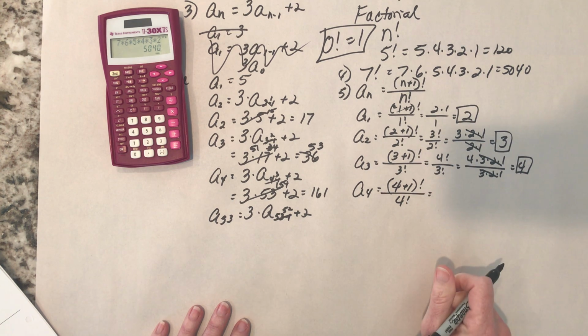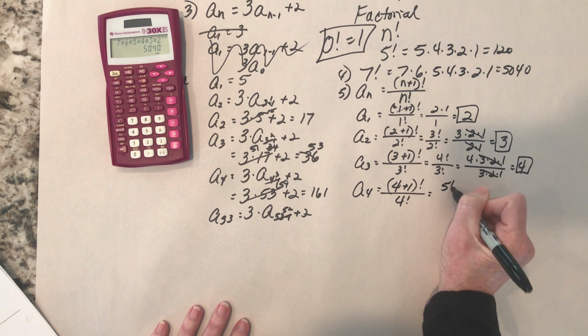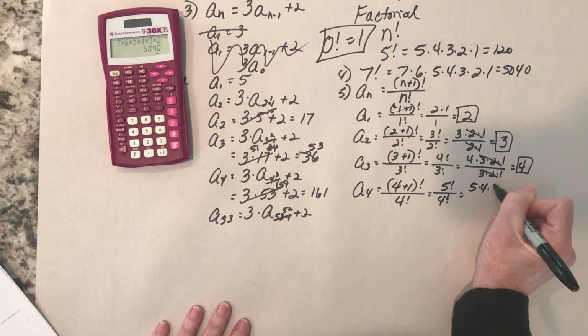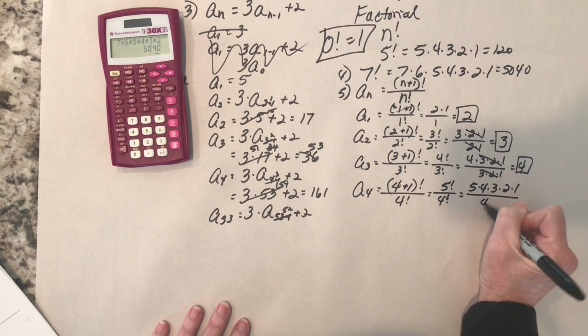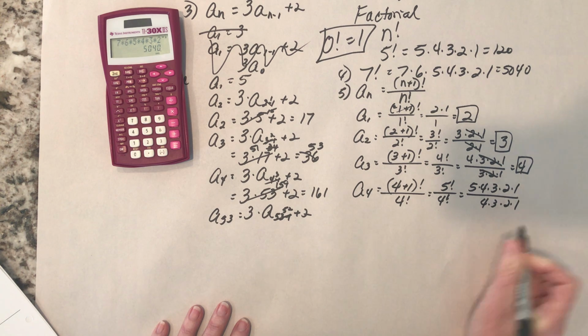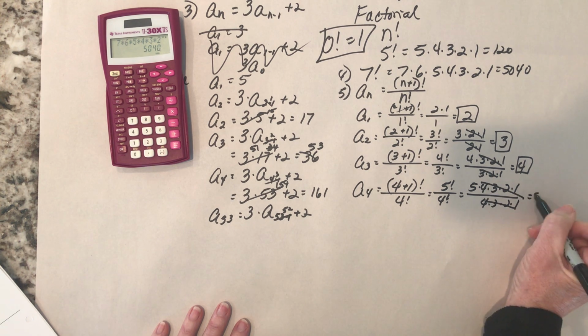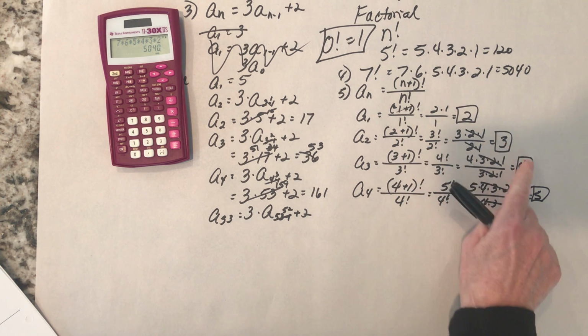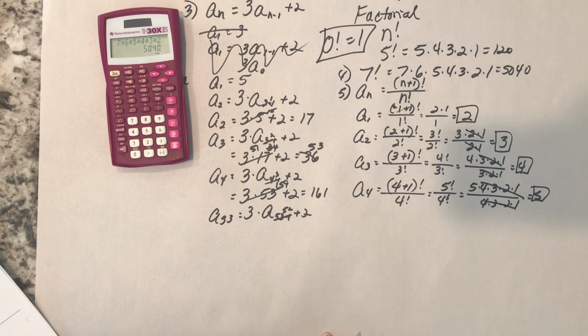Pretty sure you can see the progression and guess what this is going to be. This is 5 factorial over 4 factorial. 4 times 3 times 2 times 1 over 4 factorial. Cancel, cancel. You get a pretty little 5 right there. So the answers, we got 4 answers there: 2, 3, 4, and 5 for those steps.